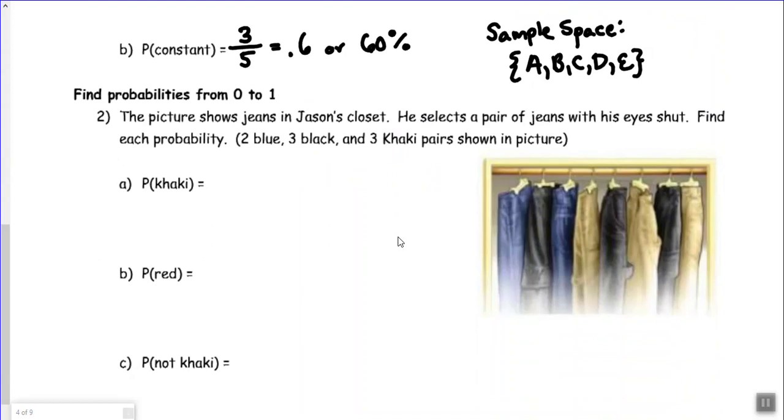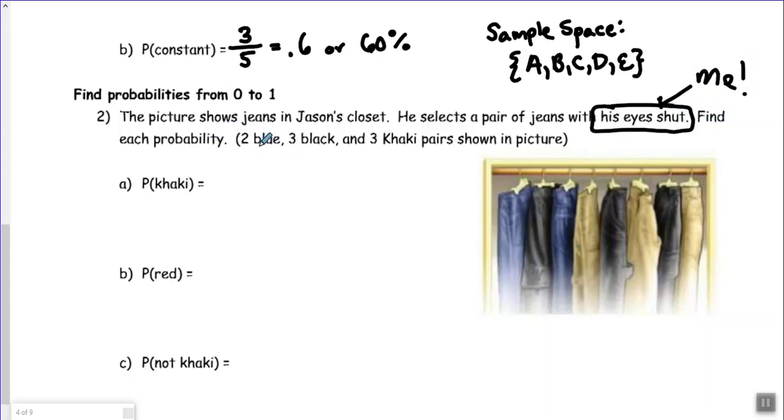Moving forward, we have jeans in a closet. Okay? This probably doesn't look as good on your paper as it does on mine. But it says that he selects a pair of jeans with his eyes shut. Now, why would he do this? This is not true. Okay, so he didn't do it with his eyes shut, but a baby lived in his room, and all the lights were out, and he had to get dressed early in the morning, and this is my story of me. Okay? So anyways, you've got to pick your clothes out with the lights off, right? So anyway, find each probability.